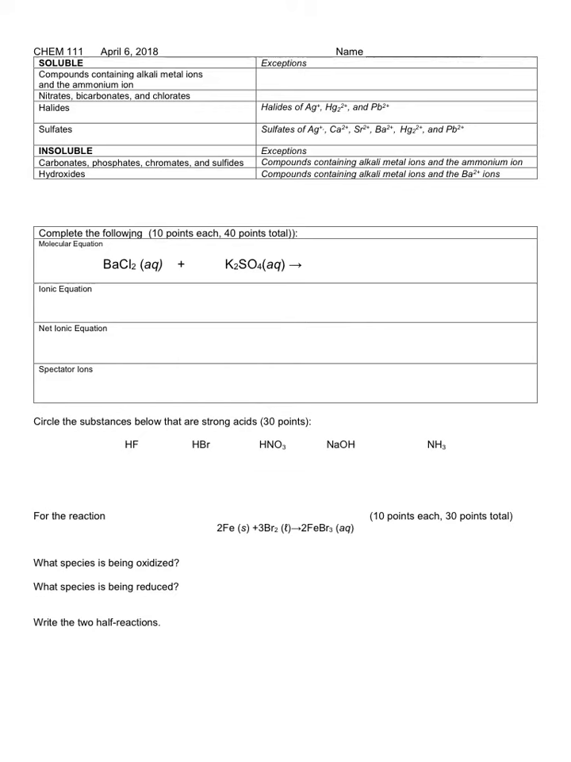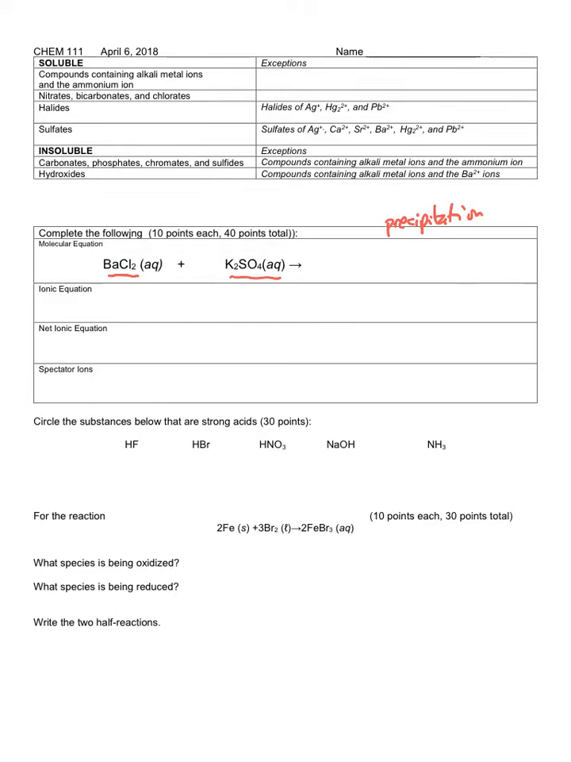Let's work these problems together about reactions in aqueous solution. The first one is an example of a precipitation reaction. We're taking barium chloride, aqueous, plus potassium sulfate, aqueous, and seeing what might react here. It's a possible partner exchange reaction.